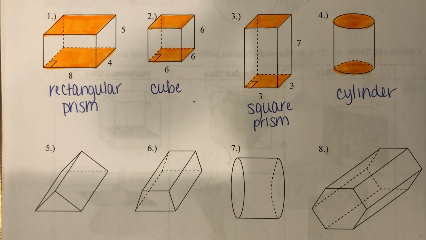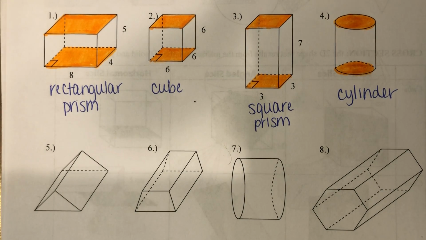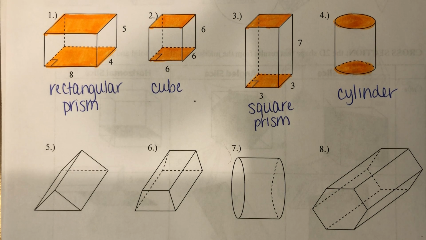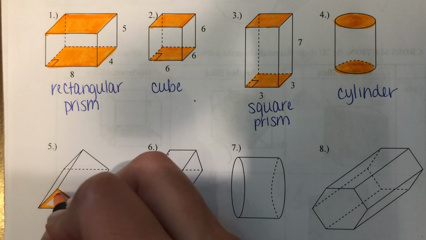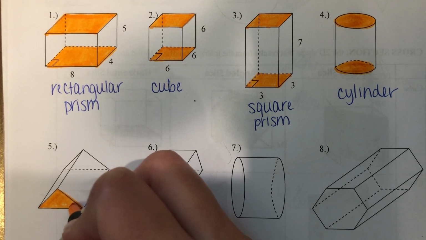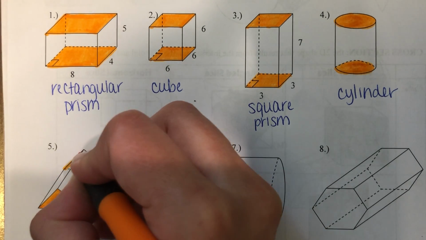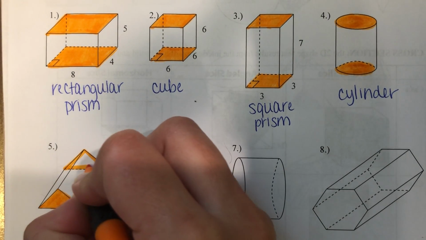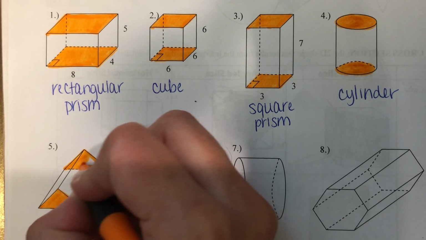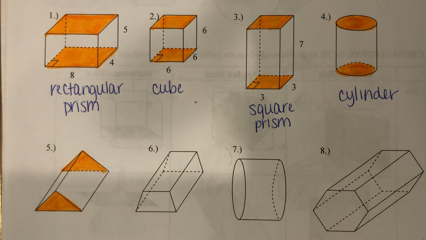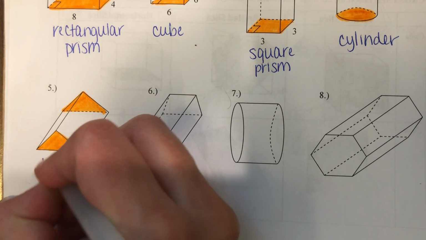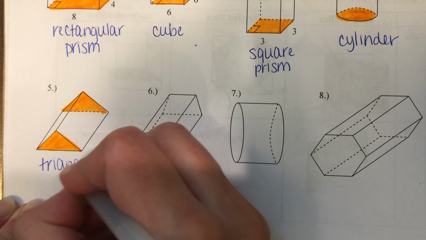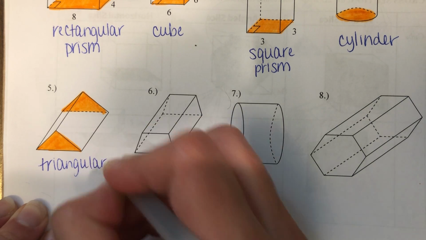All right, continuing on, again, I'm looking for things that appear twice. So I see in number 5 a triangle in the front. I see a triangle in the back. So I would call it a triangular prism.